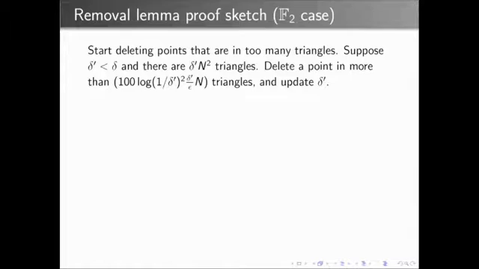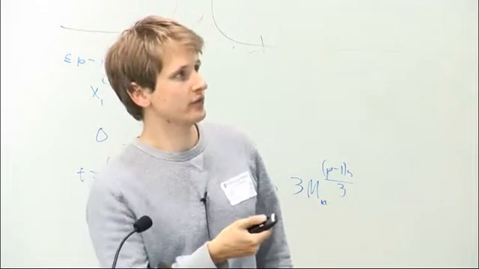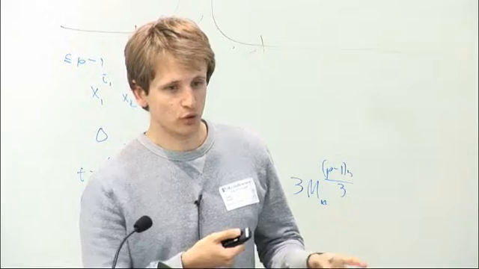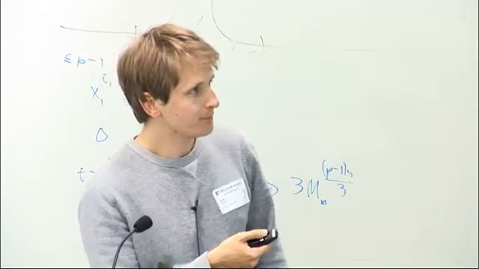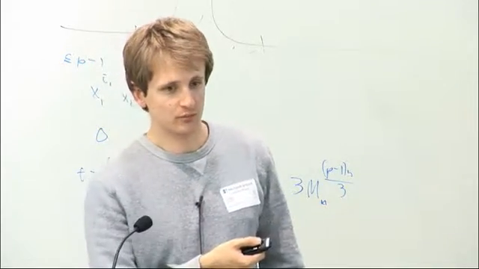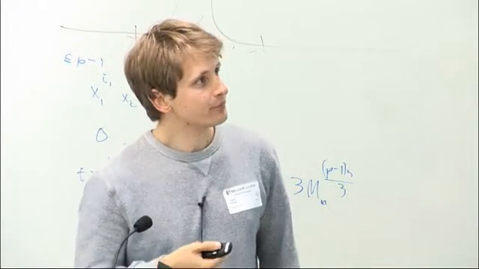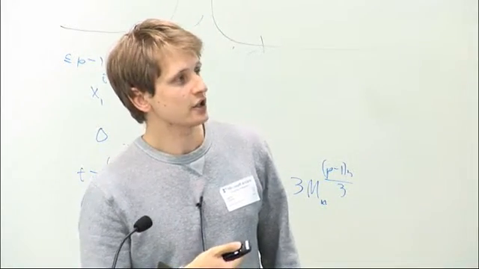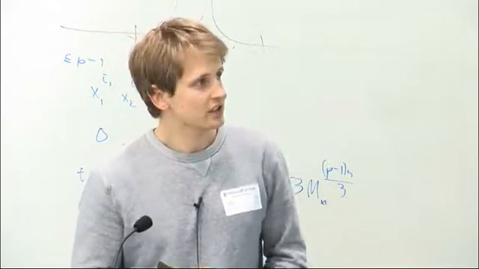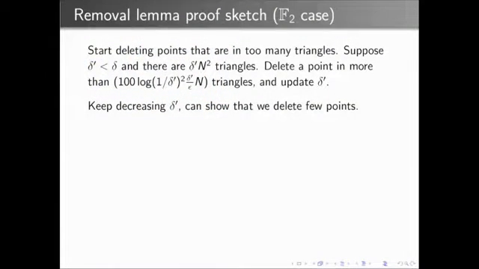So now we want to equalize the degrees. First, if we have a point whose degree is too high, then we delete it. So if at some point we have density delta prime, since we have epsilon n points, on average we would have delta prime over epsilon degree. If it's higher by a square log factor, then we delete it, and then we update delta prime. And we keep doing this.